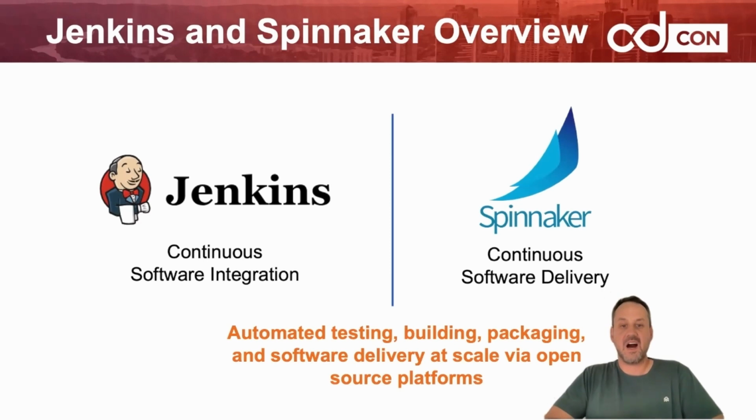Automated testing, building and packaging at scale can be kind of complex, but when you combine Jenkins with Spinnaker and Kubernetes, it's just incredibly powerful. So with that, I'm going to pass you over to my friend Irshad, and he's going to dive a little bit deeper into the overall architecture.